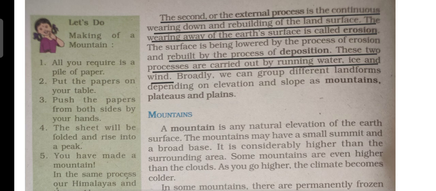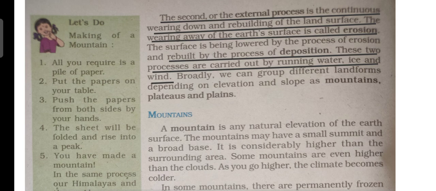So, children, erosion is the removal of materials from the earth's surface, and erosion results in the lowering of the earth's surface. So, erosion will result in the surface of the earth getting lowered, and erosion occurs due to various agents like wind and water. So, wind and water cause erosion of the earth's surface.